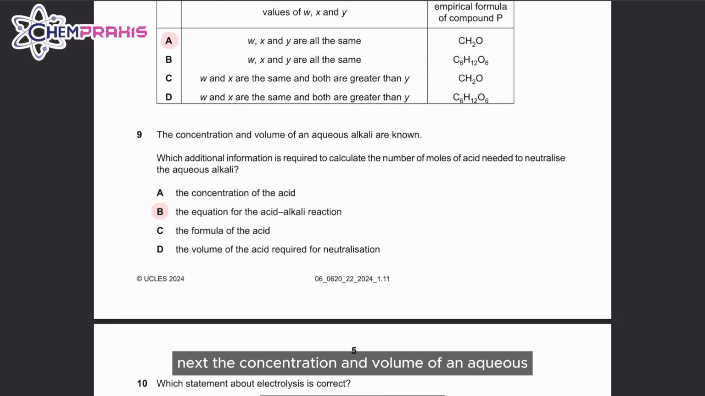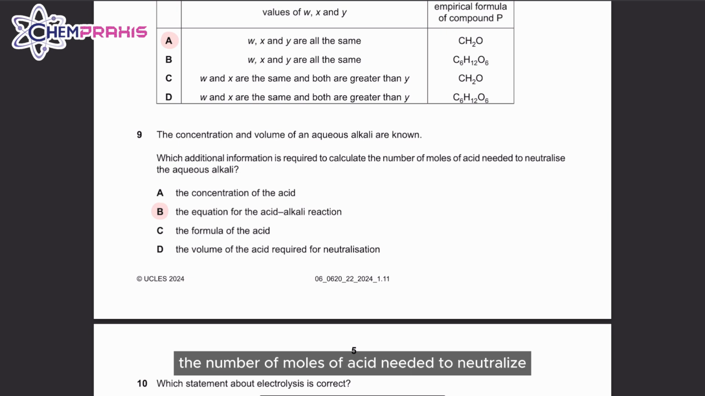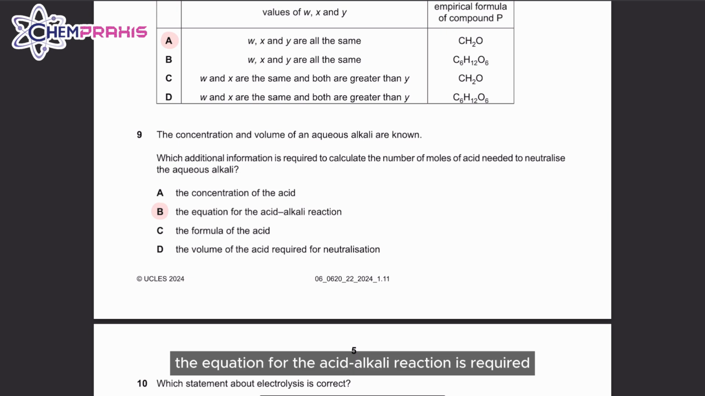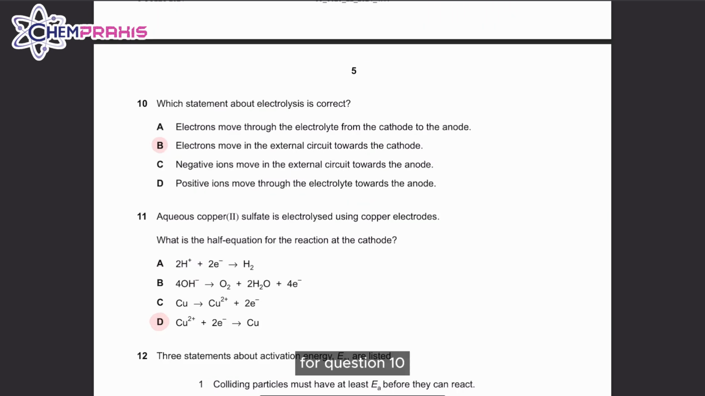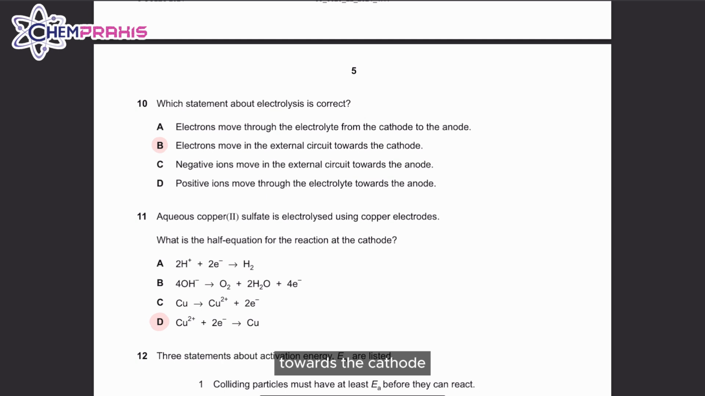Next, the concentration and volume of an aqueous alkali are known. Which additional information is required to calculate the number of moles of acid needed to neutralize the aqueous alkali? The equation for the acid-alkali reaction is required in order to calculate the number of moles of acid needed to neutralize the aqueous alkali. Hence, your answer should be B. For question 10, which statement about electrolysis is correct? From the list of statements given, we can deduce that the only correct answer for this is B, wherein electrons move in the external circuit towards the cathode.